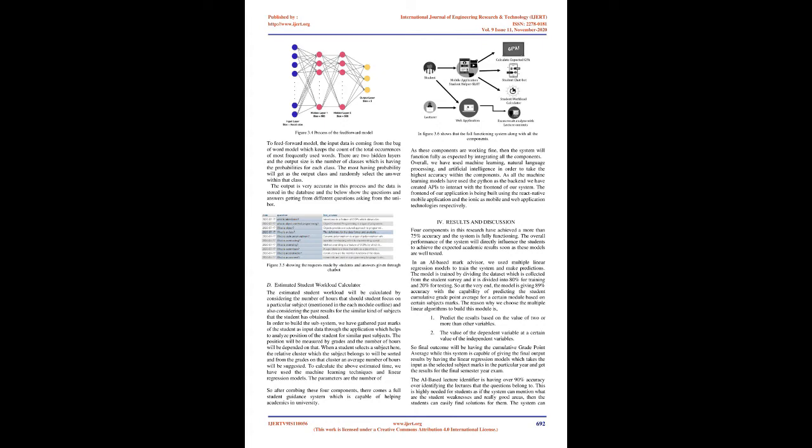The AI-based lecture identifier has over 90% accuracy in identifying the lectures that the questions belong to. This is highly needed for students, as if the system can mention the students' weaknesses and really good areas, then the students can easily find solutions for them. The system can make reports on the students' performances, and for each subject make pie charts showing weaknesses and strengths in these subjects based on the questions and answering.